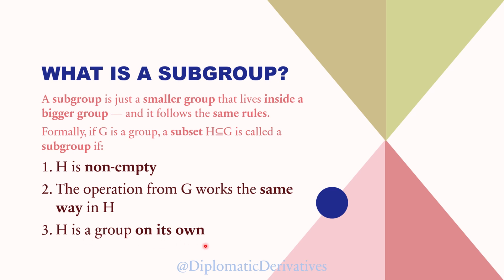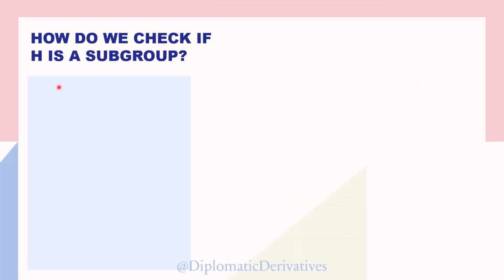H is a group on its own. So H itself follows all the four rules that G follows. If these conditions are true, then H is a subgroup. So H is a subset of G, and these conditions are fulfilled, therefore H is a subgroup. Now we're going to prove how H is a subgroup. We're actually going to perform it.